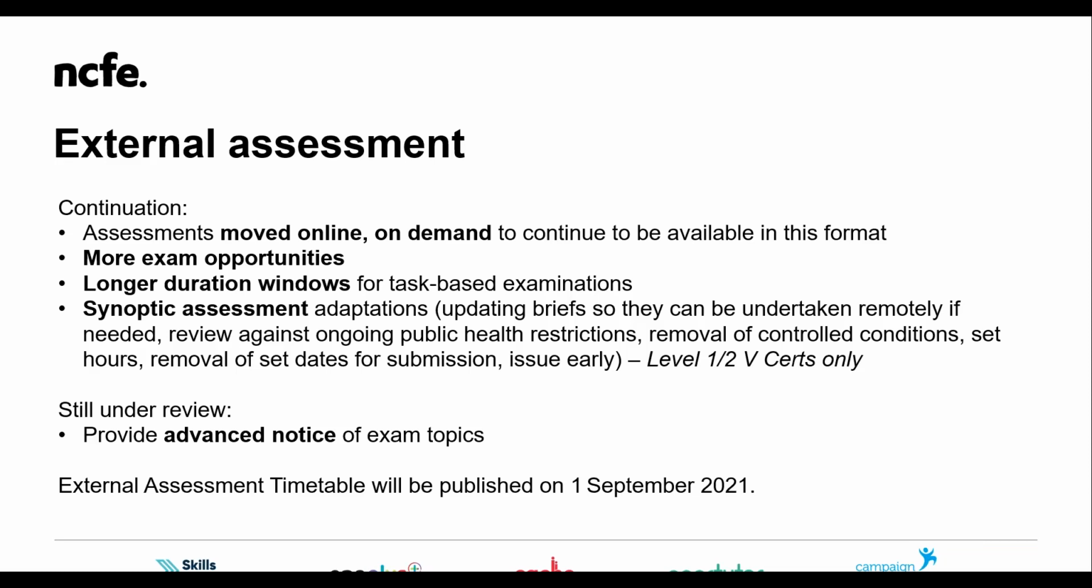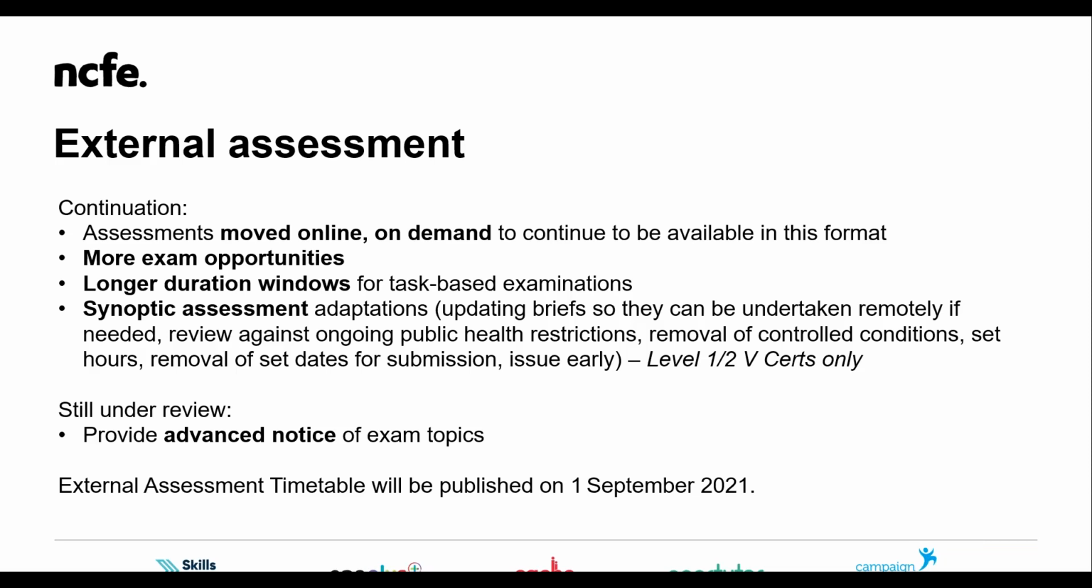So some great adaptations that we're going to continue to roll over. But what is new this year, but still under review, is the provision of advance notice of exam topics to support with learning loss. And we recognise this can go a long way to support learners, particularly those who are mid-flight, moving from one year to the next, who would have had significant disruption. And this will go some way to support exam preparation, providing advance notice of the exam topics that will be assessed within the exam.